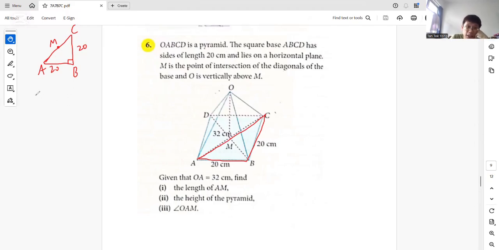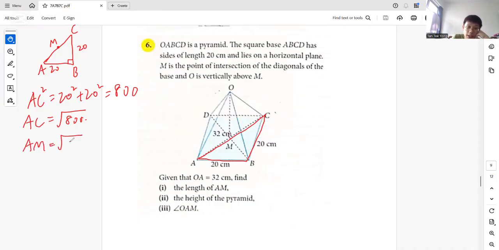So using Pythagoras theorem, AC squared equals 20 squared plus 20 squared, right, which is 800. And then AC equals square root of 800. Okay, so AM will be square root of 800 divided by 2, right, which is 14.1421, rounded off to 3 SF, 14.1 cm. Okay, so this is part 1, AM.